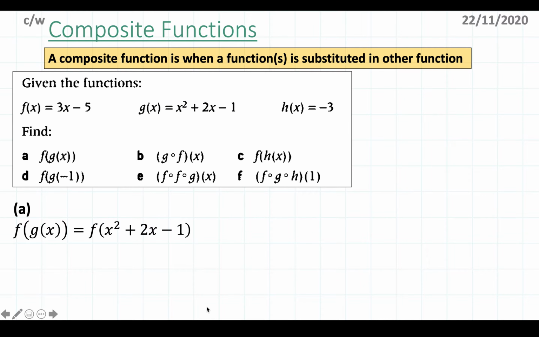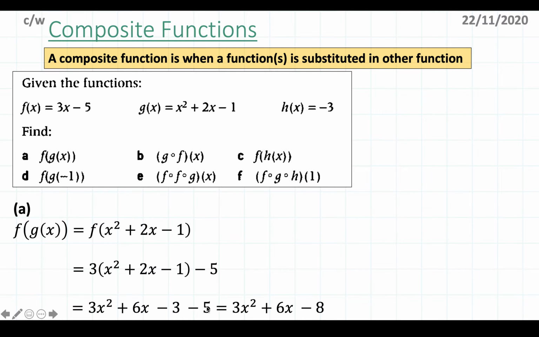So I'm taking the f, and wherever x appears, I'm just going to substitute my x squared plus 2x minus 1. Notice how this was the input of f, or like the output of g of x, and I'm substituting in there. I'll expand out and simplify, and I'm going to get 3x squared plus 6x minus 11.